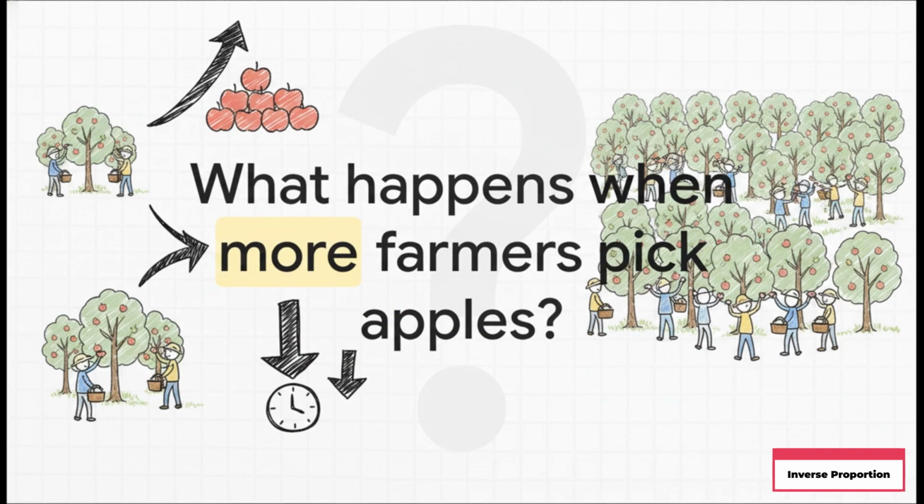I want you to just trust your gut for a second. If we start with just a couple of people, and then we keep adding more and more workers to the job, what actually happens to the total time needed to clear the whole orchard? Just take a quick second to guess. Does that time go up? Does it stay exactly the same? Or does it go down?